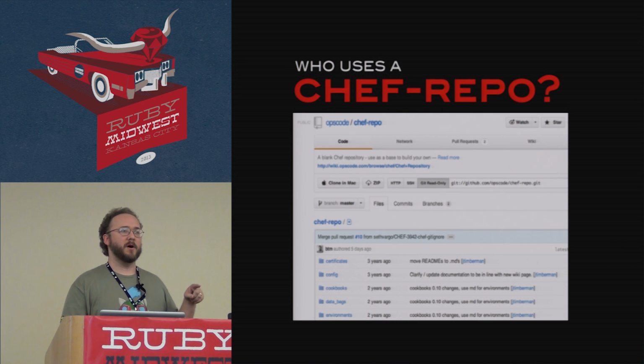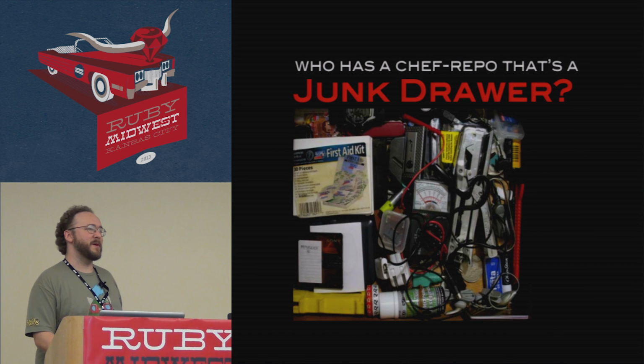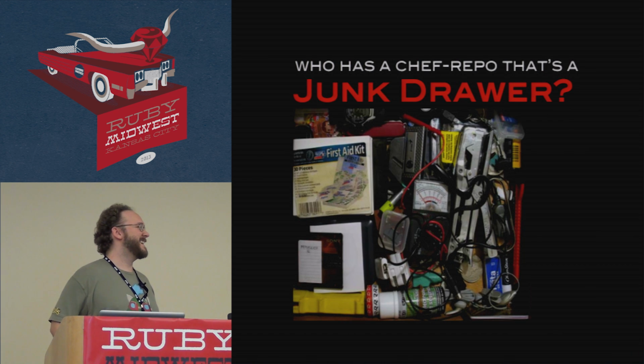Who has a Chef repo, like a repository? You probably cloned it from Opscode. It's got your environment, a bunch of JSON files, some cookbooks, a bunch of stuff in it. And who has a Chef repo that's a junk drawer full of crap?